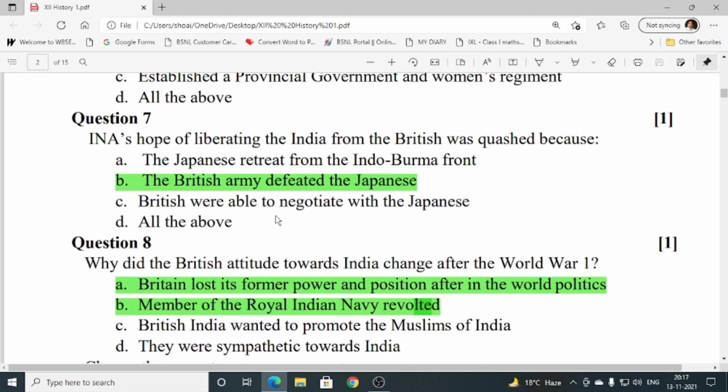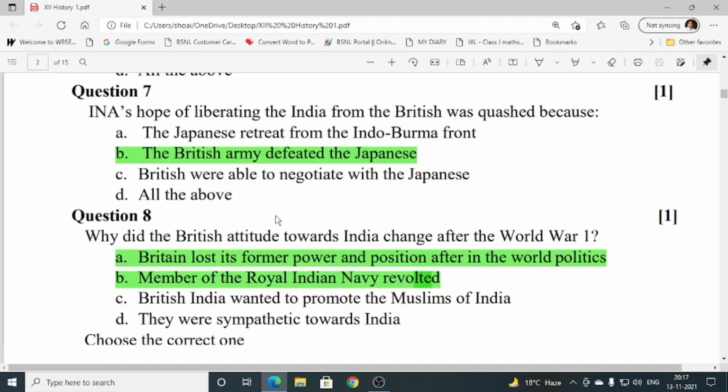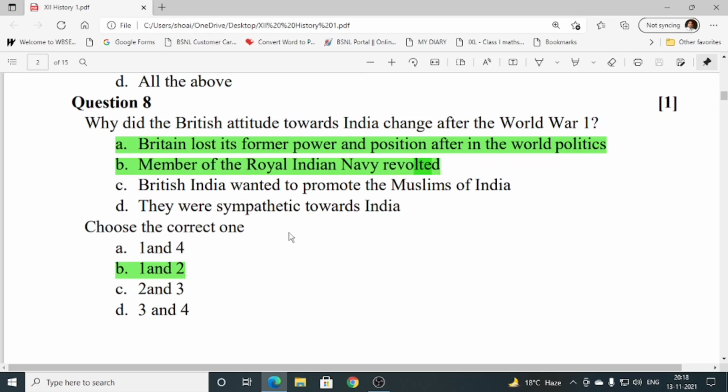Next one is number 8. Why did the British attitude towards India change after World War One? The answer is A and B. Britain lost its former power and position in world politics, which is true. We can also consider this one: members of the Royal Indian Navy revolted. So A and B, that is 1 and 2, is the correct option. The numbers are not mentioned, so 1 and 2 is considered here.